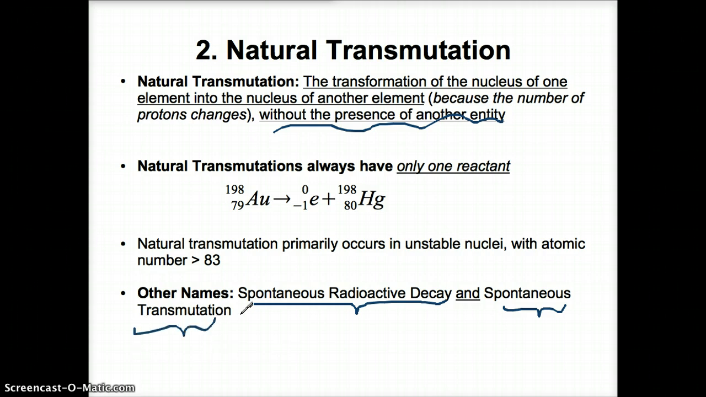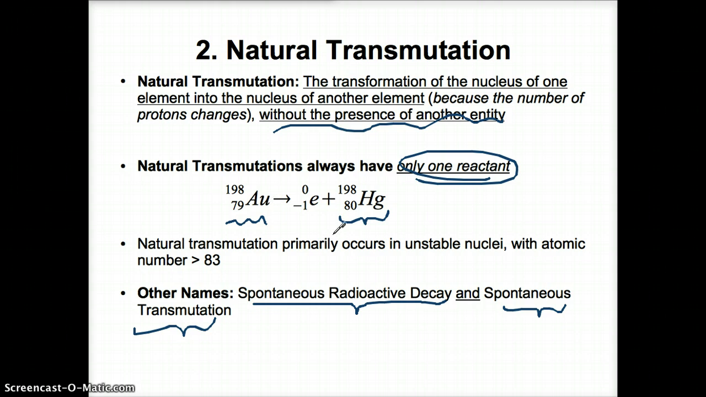As the name suggests, natural transmutations can be identified on the basis that they always have only one reactant that forms a different element or elements in the products. For example, Au-198 here, with the mass number of 198 and atomic number or charge 79, will decay spontaneously, or undergo natural transmutation on its own, to emit a beta particle here in the products with mass 0 and charge -1 in beta decay, as well as the nucleus of a new element that's formed, which is Hg-198, with a mass number 198 and atomic number or charge of 80. This is natural transmutation because you have only one reactant, or one nucleus in the reactant, Au-198, changing into another element on the product side.